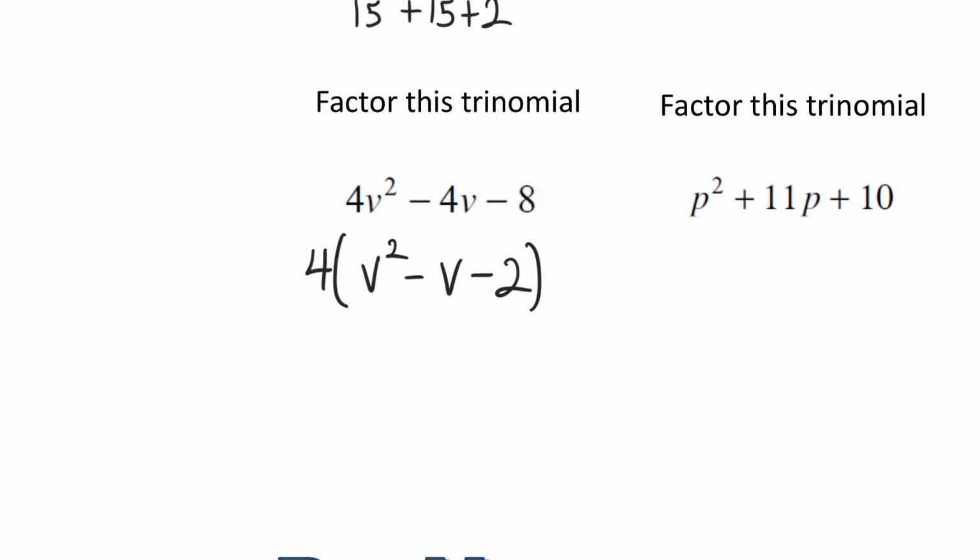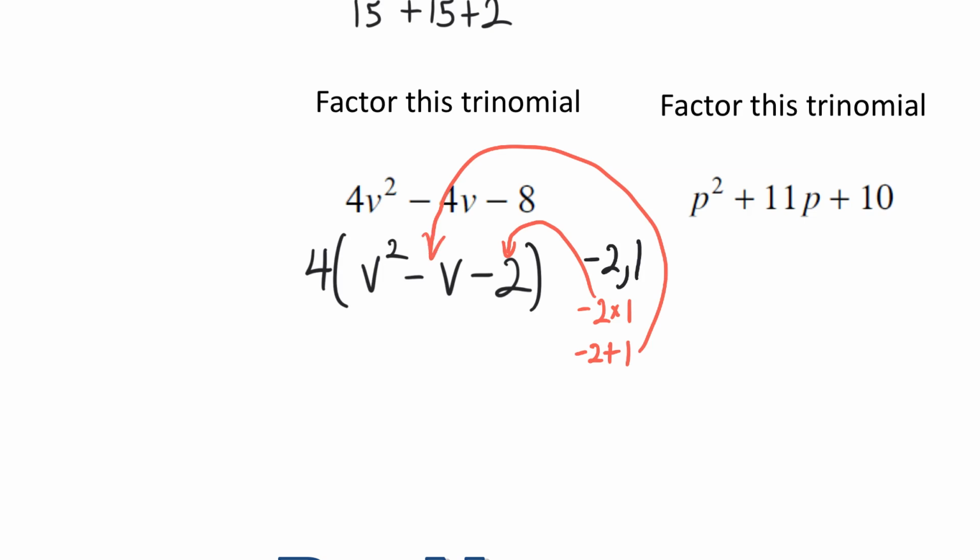Then from there, now this 4 outside here needs to be in your final answer. That's part of it. But at this point, right now, I don't care about that 4. All I care about is what's inside the parentheses. So I'm thinking about, okay, factors of negative 2 that are going to add up to negative 1. So what's it going to be? Negative 2 and positive 1. Because when you do negative 2 times positive 1, that gives you this negative 2. But when you do negative 2 plus 1, that's going to give you this negative 1 right here, right?